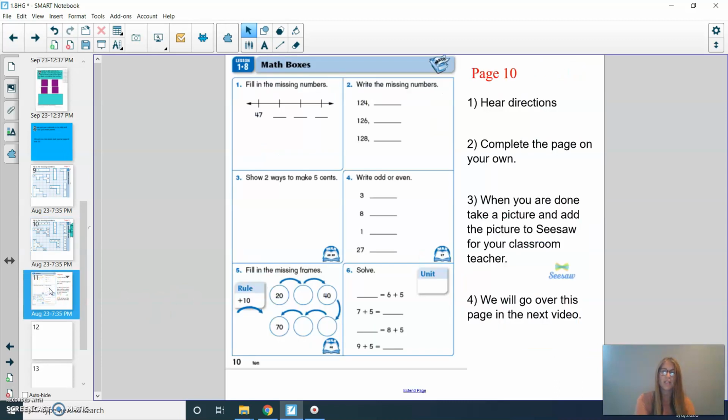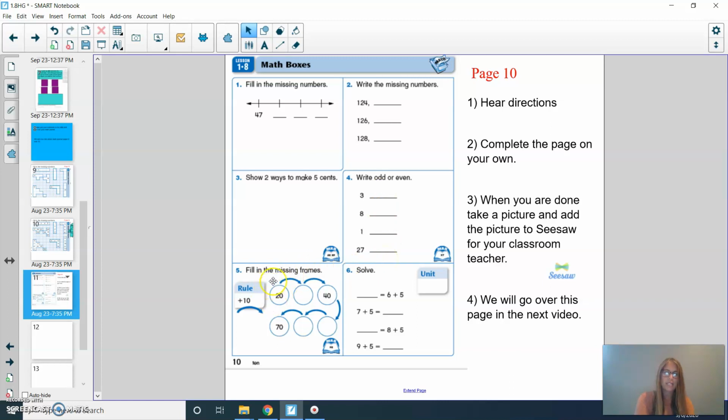The last thing we'll quickly talk about is our math boxes on page 10. So for problem number 1, you need to plug in the missing numbers. For number 2, you're also writing down the missing numbers. So you're thinking about what number is 1 more than 124, 1 more than 126, 1 more than 128. Show 2 ways to make 5 cents, and then write if it's either odd or even. So think about 3. Is 3 an odd number or an even number? And write those for each of those numbers below.